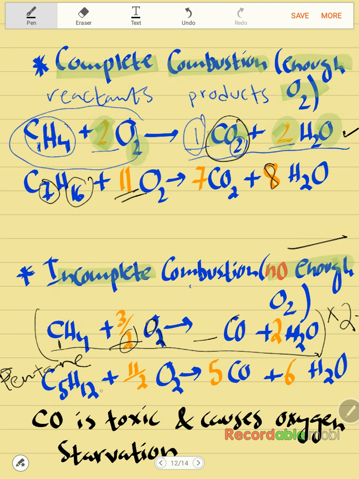But anyways, this is pentane, and it reacts with oxygen, as we said, and gives carbon monoxide and water. Obviously, carbon monoxide here signals the fact that it is incomplete combustion. There is not enough oxygen. So you have 5 carbon atoms.